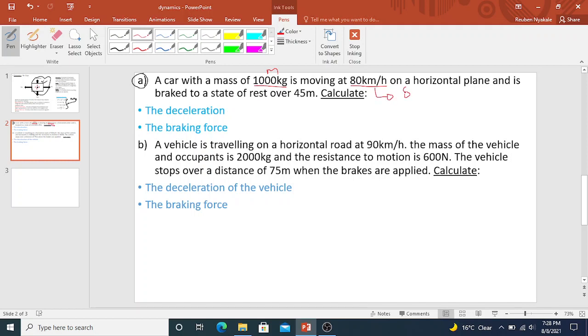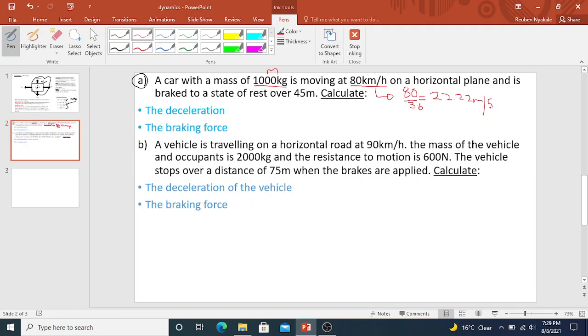How are we going to do that? It's going to say 80 divided by 3.6. That equals 80 divided by 3.6. It will give you 22.22 meters per second.